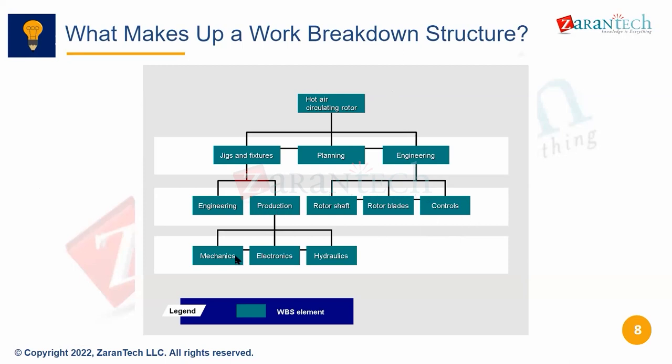These are level three. Now it is not necessary that all the WBS elements should end at the same level. Like here, if you see, planning has ended at level two. Engineering, this branch has ended at level three. Now this branch, jigs and fixtures, has gone till level four, correct? So not all have come till level four. Some have stopped at level three. Some have only stopped at level two, correct? Got it? So it is not necessary that everybody has to go to the last level. Okay. So this is how we can go about making a WBS structure.